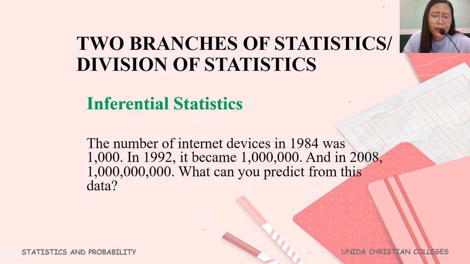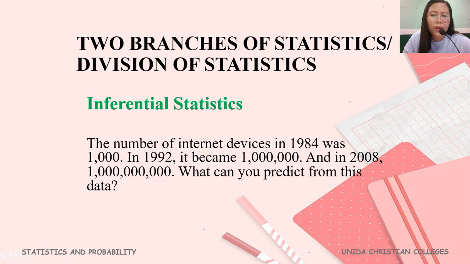The number of internet devices in 1984 was 1,000. In 1992, it became 1 million. And in 2008, 1 billion. What can you predict from this data? As you can see, the question is, what can you predict?